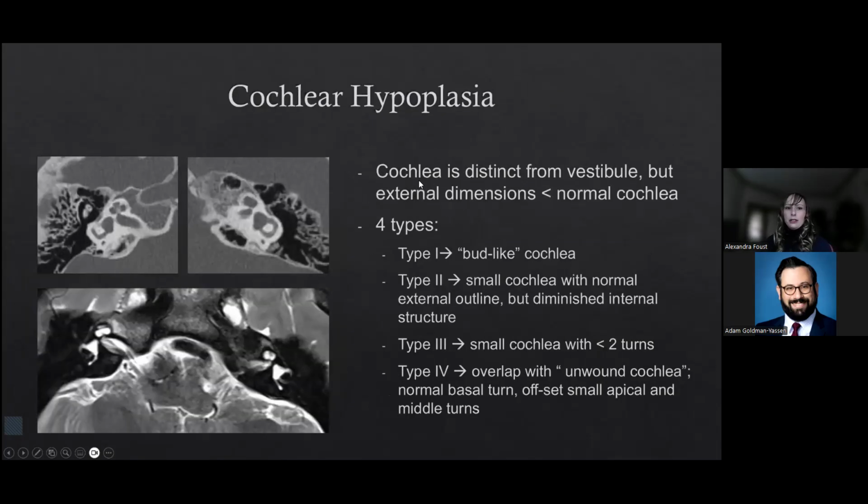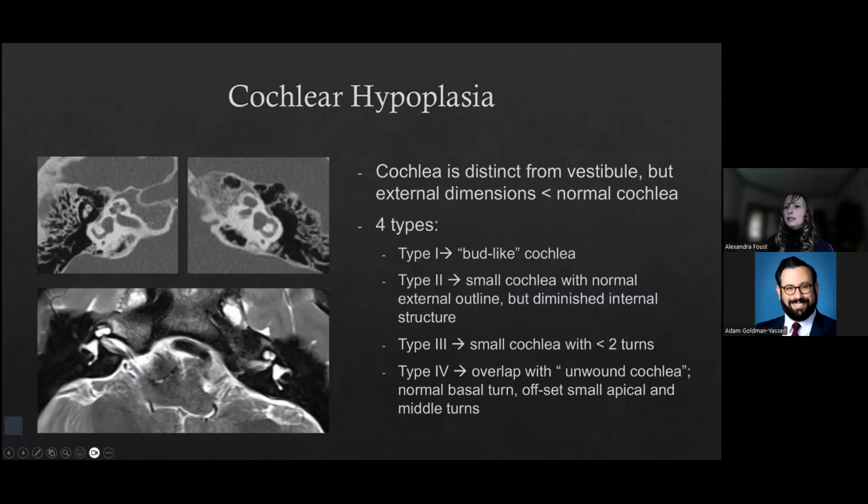Okay, then we'll talk about cochlear hypoplasia. So we talked about cochleas that basically weren't formed at all. We've talked about cochleas that were formed and the right size but lacking structure. And now we're talking about cochleas that are too small. There's a whole spectrum of these anomalies as well. But in this situation, the cochlea you can clearly separate from the vestibule, but its external dimensions are smaller than that of a normal cochlea.